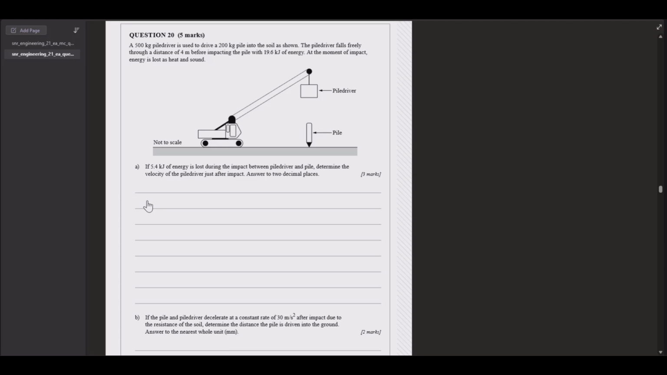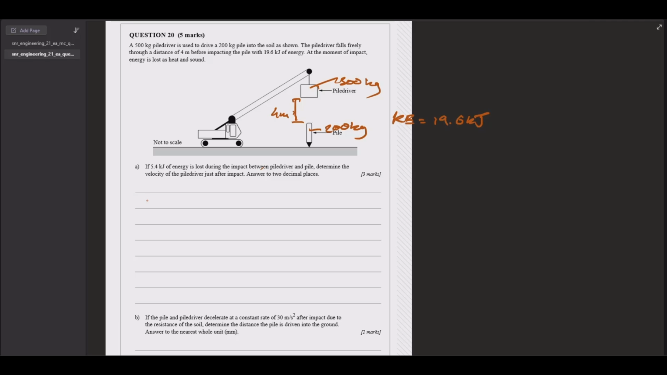Alright, question 20. 3 more questions to go. So, that is 500 kilograms, and that's 200 kilograms. Falls freely for 4 meters, and then we're going to have kinetic energy of 19.6 kilojoules. At the moment of impact, energy is lost as heat and sound. So 5.4 kilojoules of energy. Determine the velocity of the piledriver just after impact.